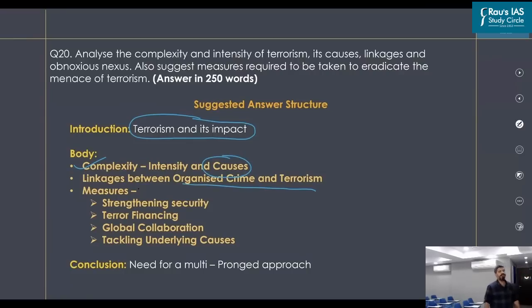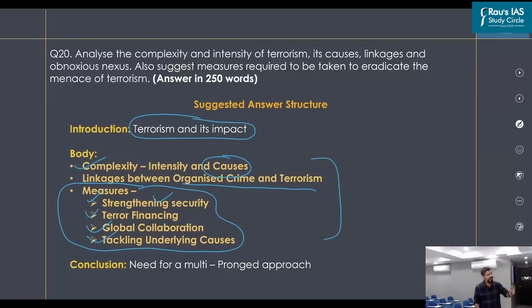That is, we need to focus on strengthening security. We need to improve curbs on terror financing. We need global collaboration. And finally, we need to tackle the underlying causes of terrorism. All these we discussed in our classes in the form of different questions related to terrorism, because at times a specific question can be asked related to terror financing.